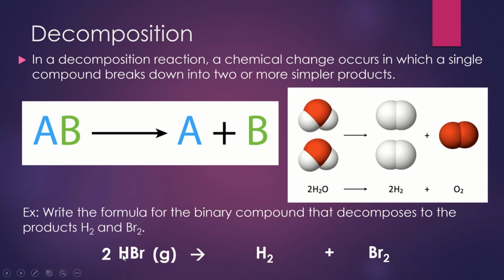Finally, add your states of matter. HBr, these are two nonmetals. That makes it a molecule. We're going to call this a gas. Hydrogen, also a gas. Bromine is one of our two liquids, so we'll call this a liquid.